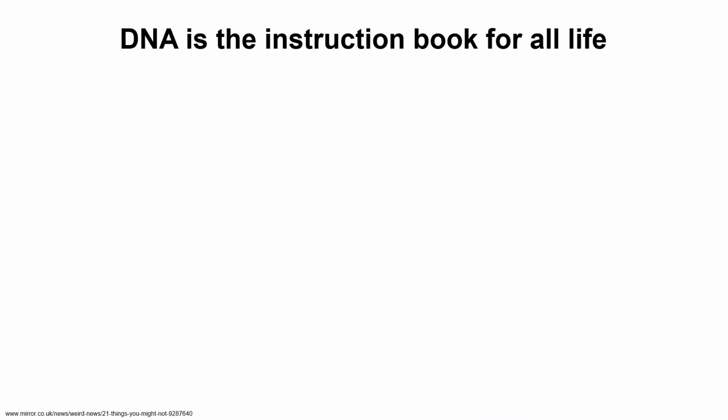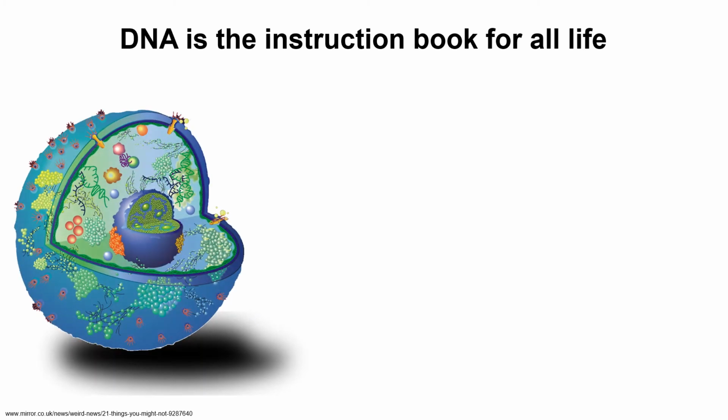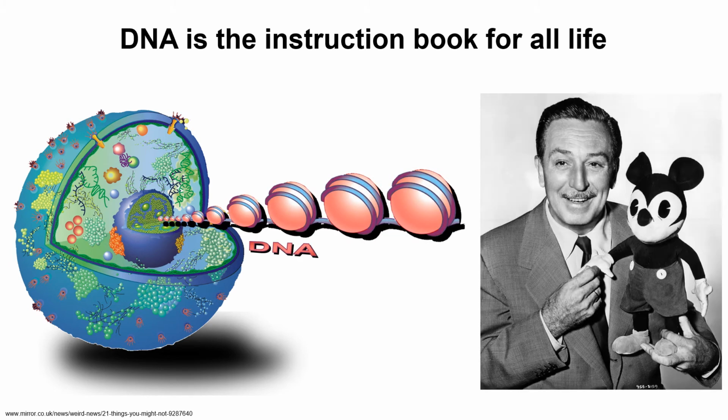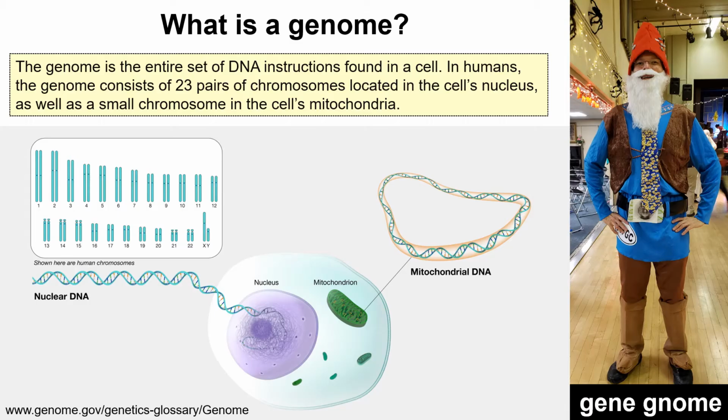As you may know, DNA is the instruction book for all life. And if you were to look at a cell from a mammal, you would find in its nucleus that it contains DNA. It wouldn't matter whether that cell came from a mouse or a human being. So we often use the term genome when we think about DNA. And the genome is the entire set of DNA instructions found in a cell. In humans, the genome consists of 23 pairs of chromosomes located in the cell's nucleus, as well as a small chromosome in the cell's mitochondria.